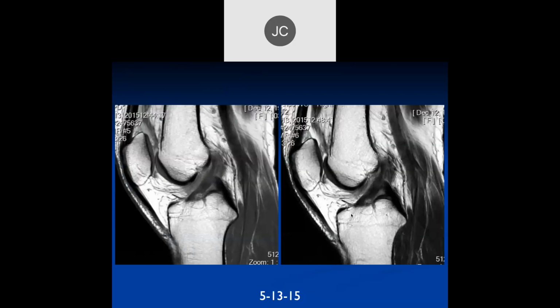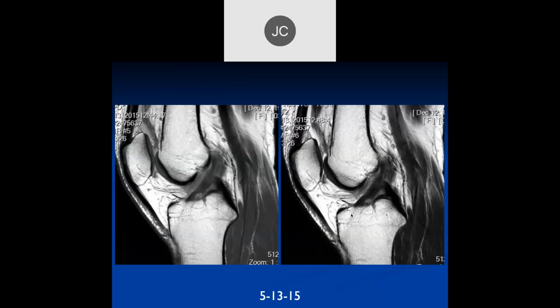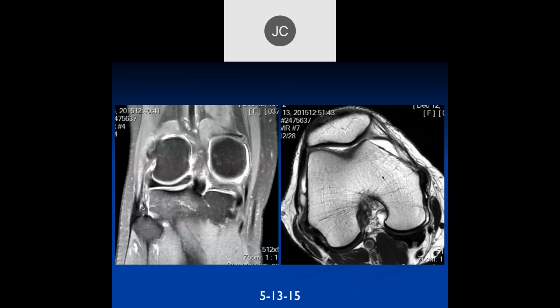Okay, so this is that same patient on 5/13/15. This was 3/23/15. This is less than 2 months later. So it looks like it's fairly well healed. I can see fibers going proximally to the origin. And here you can see it looks blacker, looks more normal on the axial images. And a lot of that bone marrow edema is mostly healed at this point. But this is basically within 6 weeks, you're having some healing of this proximal tear.